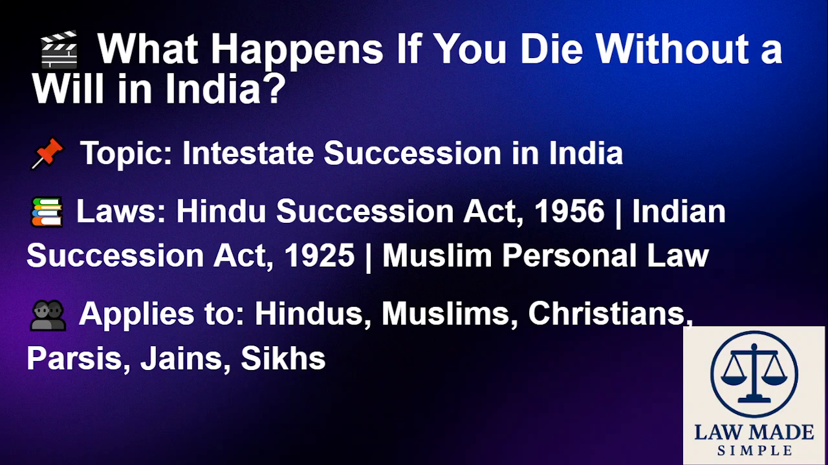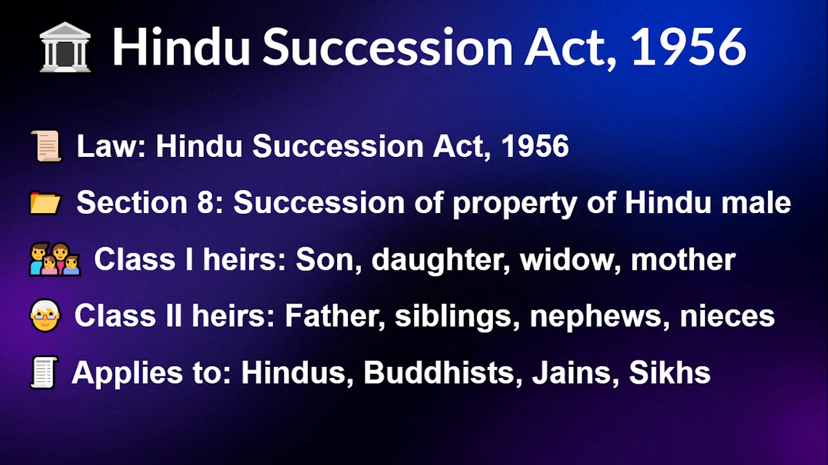Let's begin. When a Hindu dies without a will, the Hindu Succession Act, 1956, comes into play. Section 8 of the Act lays out the order of succession. Class 1 heirs, like the spouse, children, and mother, get first priority. If no Class 1 heirs exist, Class 2 heirs like siblings and nephews inherit. For example, if a Hindu man dies leaving behind a wife and daughter, both inherit equally. If only siblings survive, they share the estate.